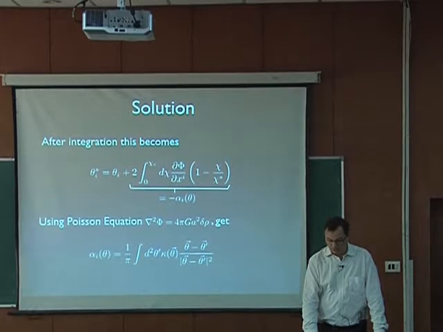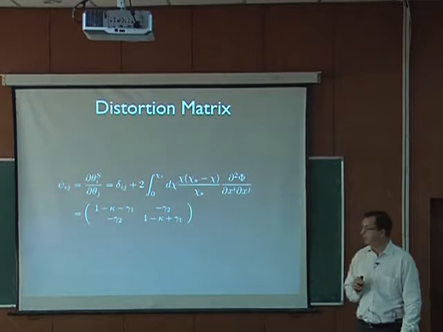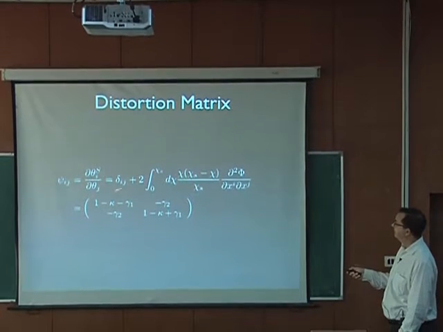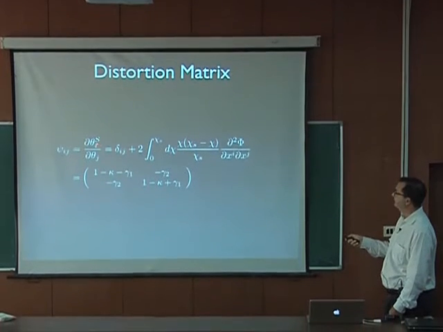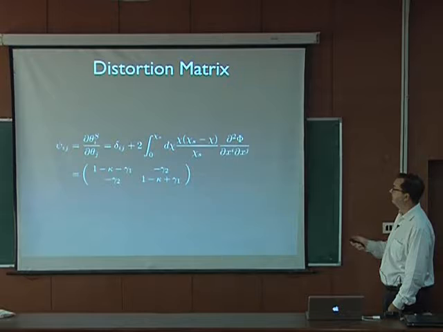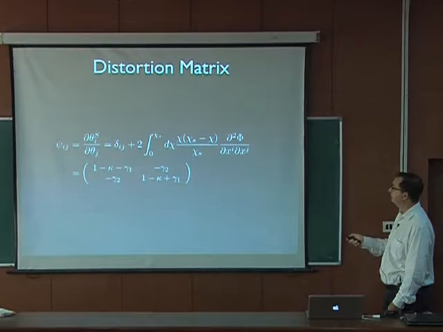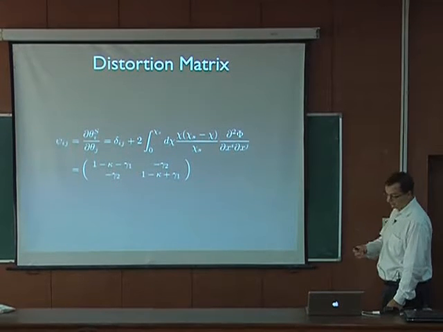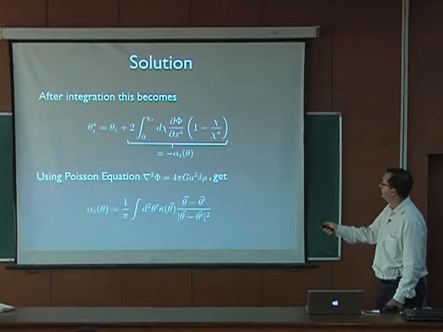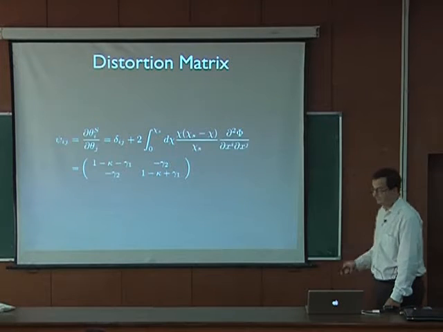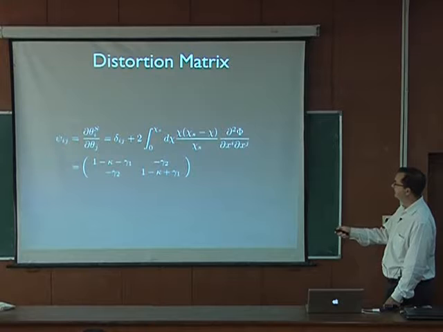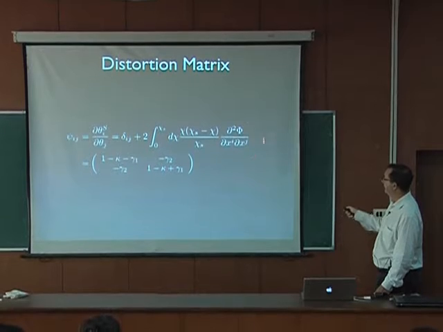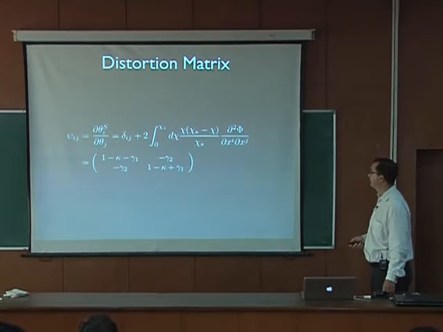But locally, it's convenient to characterize this mapping by what we call the distortion matrix, which is the derivative of the position in the source plane with respect to the position in the image plane. So if you think of a mapping between the two, this is basically the gradient of that mapping. Then using the equation before, you can take a derivative of this, and what you get is this distortion matrix, which we usually call psi ij, equal to the identity matrix times a term, which is what characterizes the distortions.